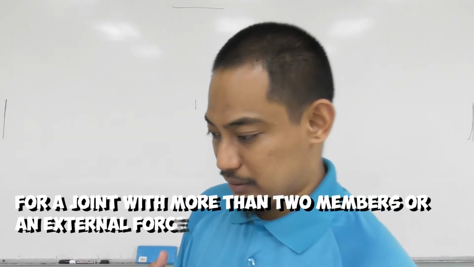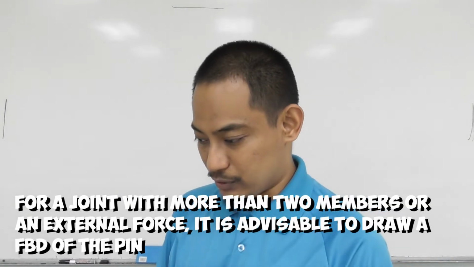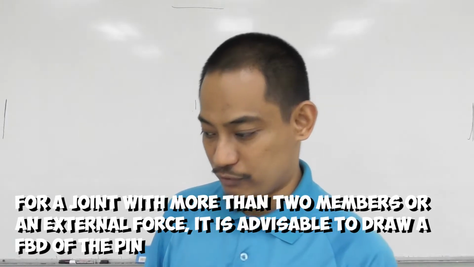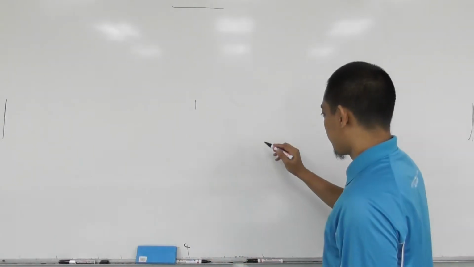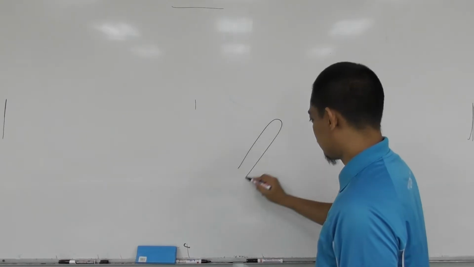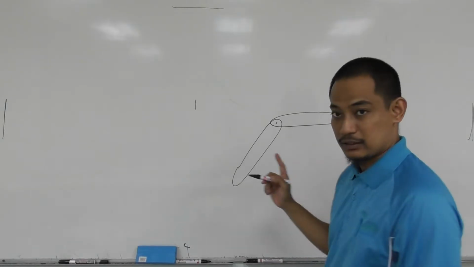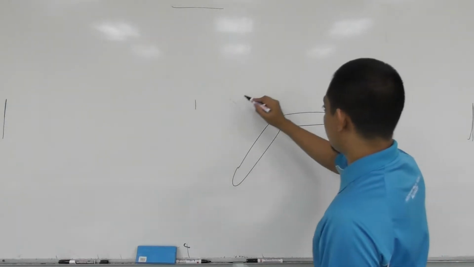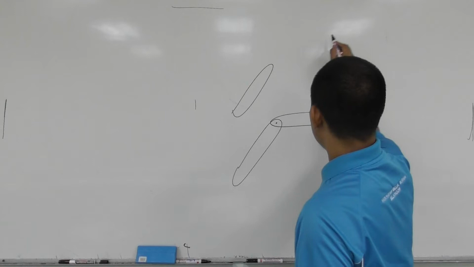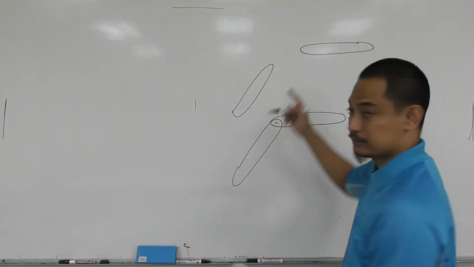And for a joint with more than two members or an external force, it is advisable to draw the free body diagram of the pin, right? Normally in our exam, this rarely happens, but it can happen. For example, let's say we have a contacting point here, just as I mentioned just now. So when you draw the free body diagram of these two members, right?